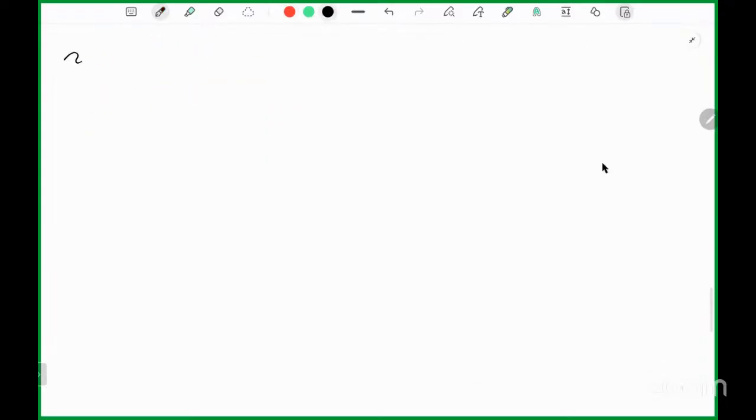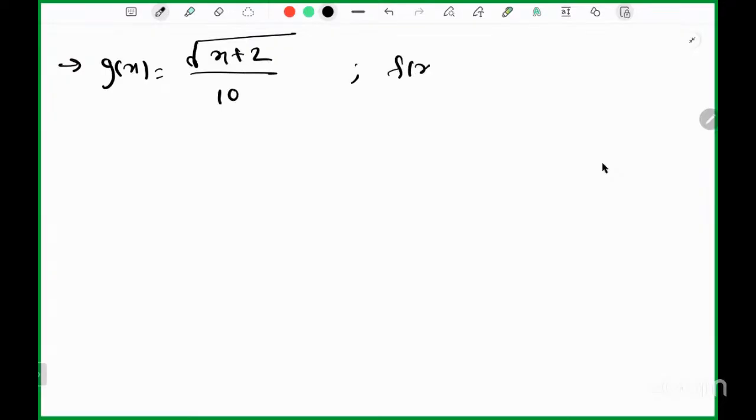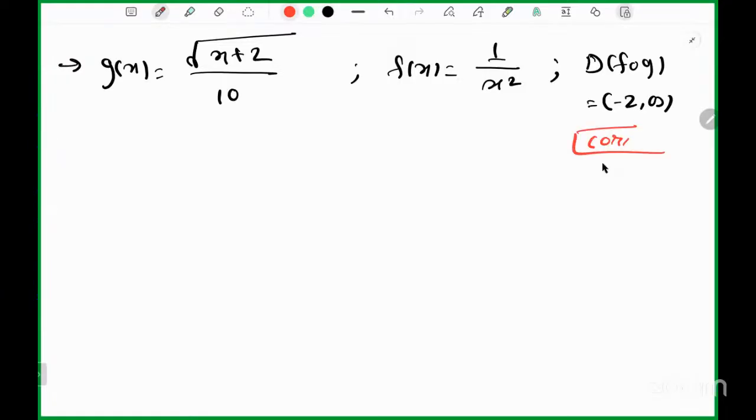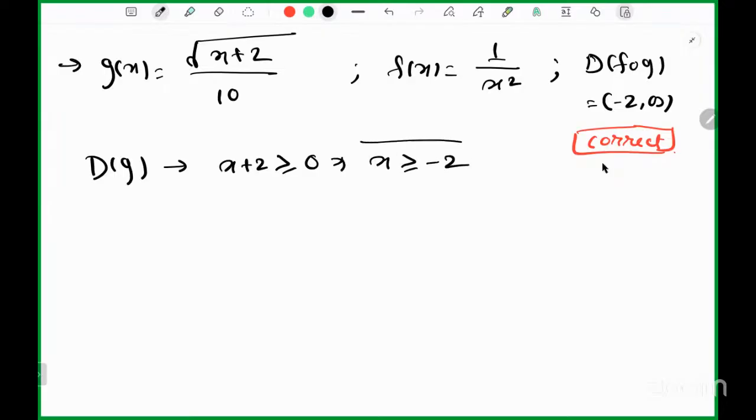In the first option, they have given g of x to be under the root of x plus 2, and f of x to be equal to 1 by x square. Right? And then they say that the domain of f composition g is the open interval minus 2 to infinity. So this is actually the correct answer. Why is this so? See, here the domain of g means what? We want the quantity under the root to be greater than or equal to 0. So the domain of g means x plus 2 greater than or equal to 0, so x should be greater than or equal to minus 2.